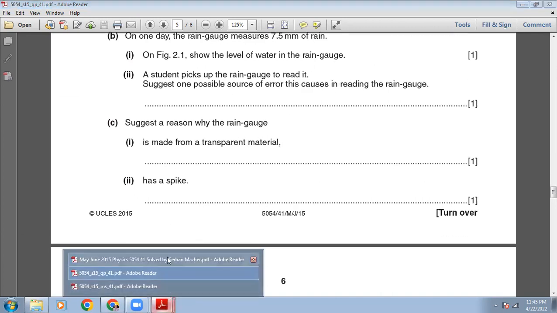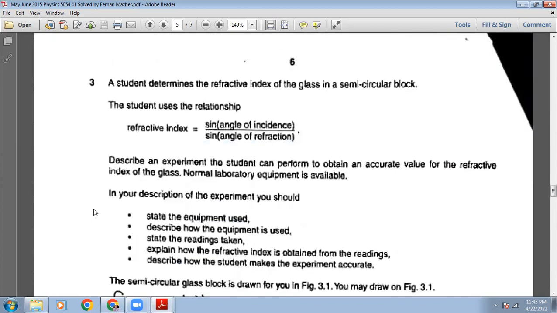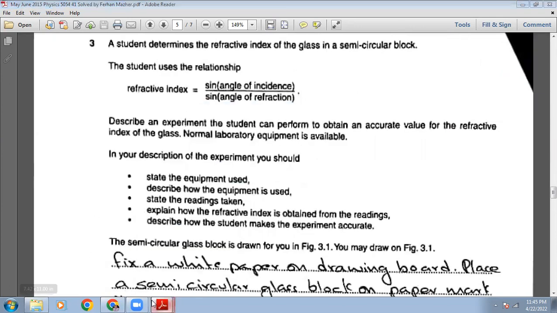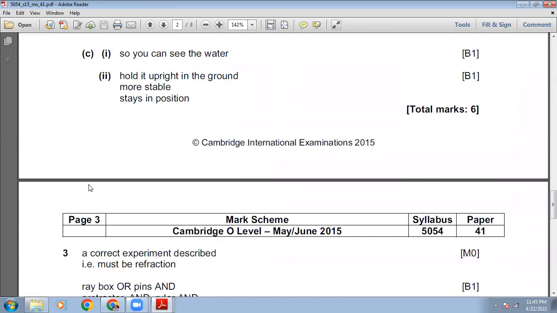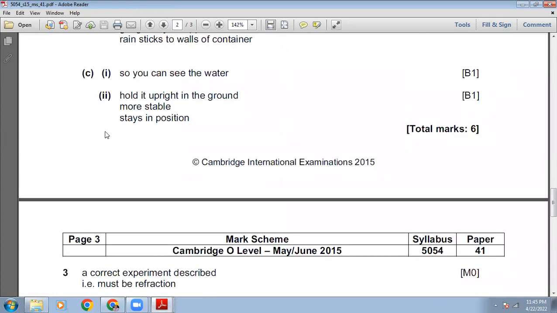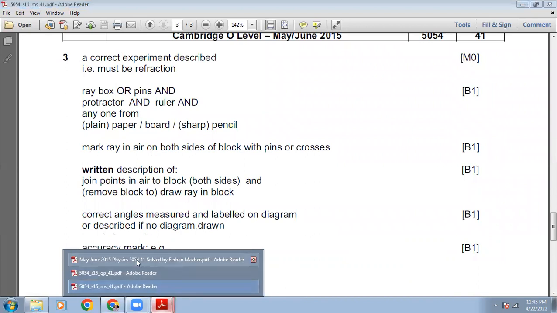Okay, so the level of the water can be seen, and while you have a spike, it remains stable in the ground. It will keep the rain gauge stable in the ground. Marking scheme: so you can see the water, hold it upright in the ground, more stable, stays in position. These are the answers. So let's move to the next question.